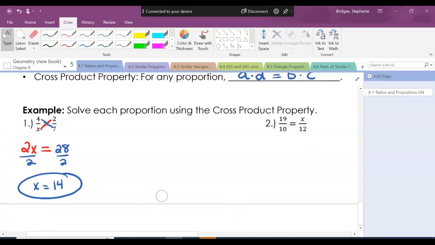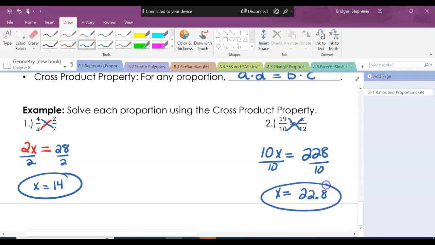And then for number 2, again, I like to start with my variable diagonal. So what's 10 times x? Okay. And then equals, what's 19 times 12? 228. And then if I divide both sides by 10, what is that going to give me? A decimal of 22.8. Is everybody okay there with the proportions?